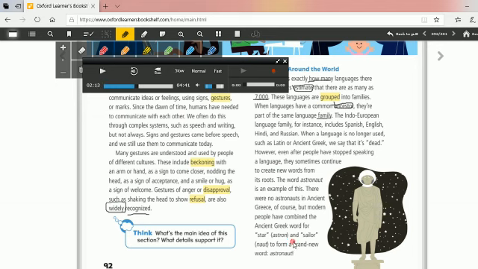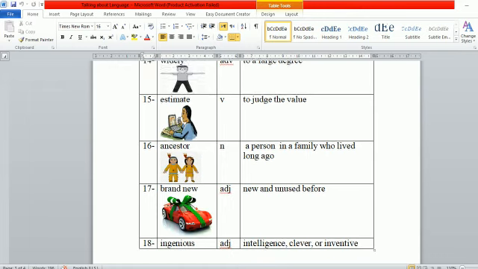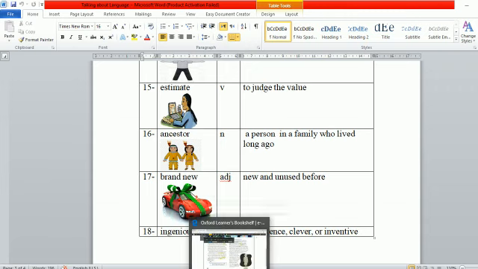Please circle the word brand new. What did ancient Greek form? They form new words. So what's the meaning of brand new? Brand new is an adjective. It means new and unused before. This is a brand new car. It's time to continue.